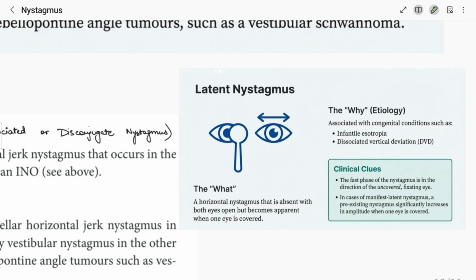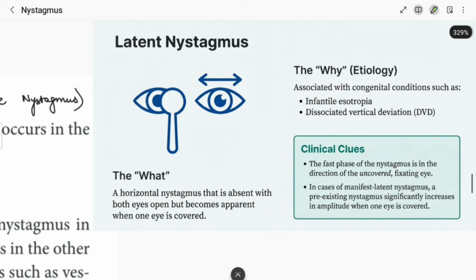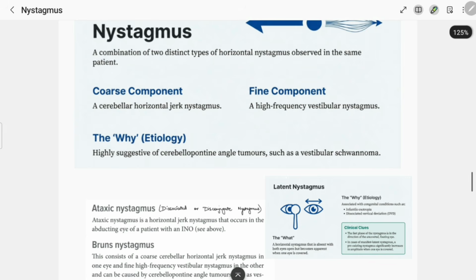Latent nystagmus is something, as I discussed earlier, that will manifest when one eye is covered. The other eye will show nystagmus, a horizontal nystagmus. The fast phase of the nystagmus is in the direction of the uncovered fixating eye. In manifest latent nystagmus, a pre-existing nystagmus significantly increases in amplitude when one eye is covered. It can be associated with infantile esotropia and associated vertical deviation. So the horizontal nystagmus is done.